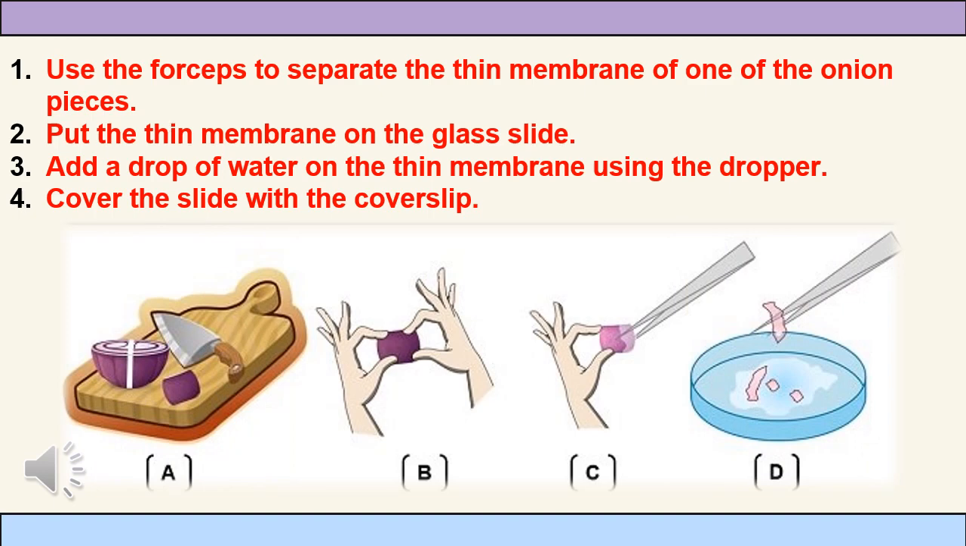Now we are going to prepare the slide. Number 1, we use the forceps to separate the cell membrane of one of the onion pieces. Number 2, we will put this cell membrane on the glass slide. Number 3, by using the dropper, we will add a drop of water on the cell membrane. Number 4, we will cover this slide with the cover slip, and then we will put it under the microscope to see the cells.